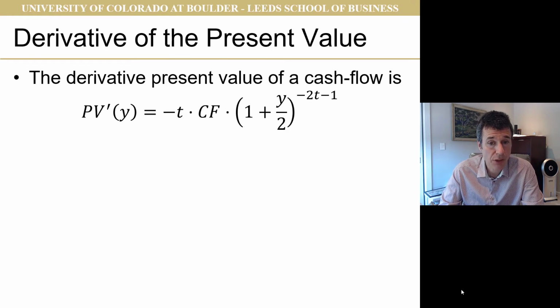So we end up with a negative 2t times the cash flow times 1 plus y over 2 to the negative 2t minus 1. And then we have to take the derivative of that inside function, the 1 plus y over 2.